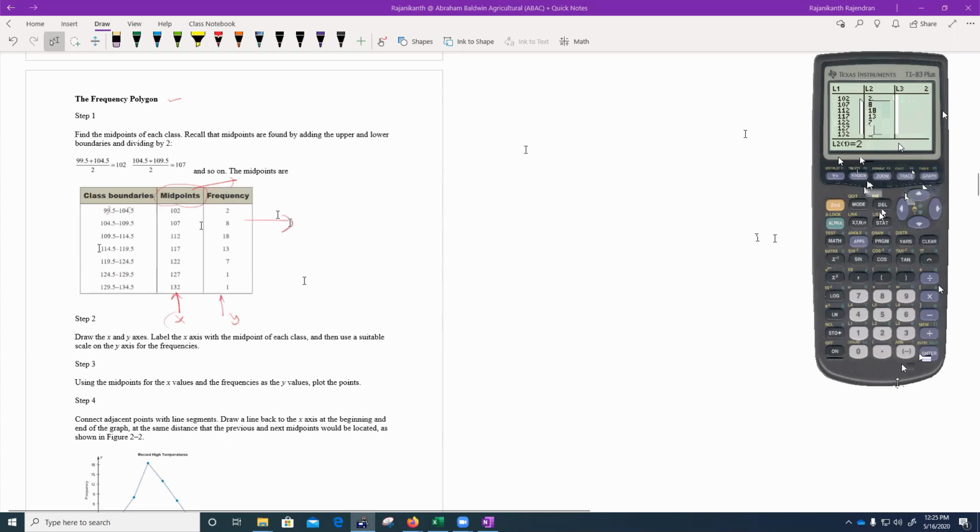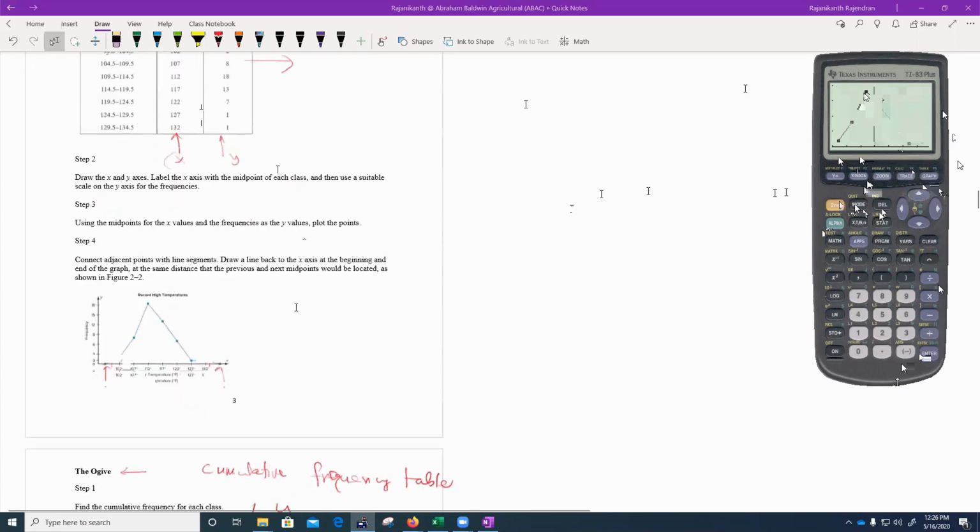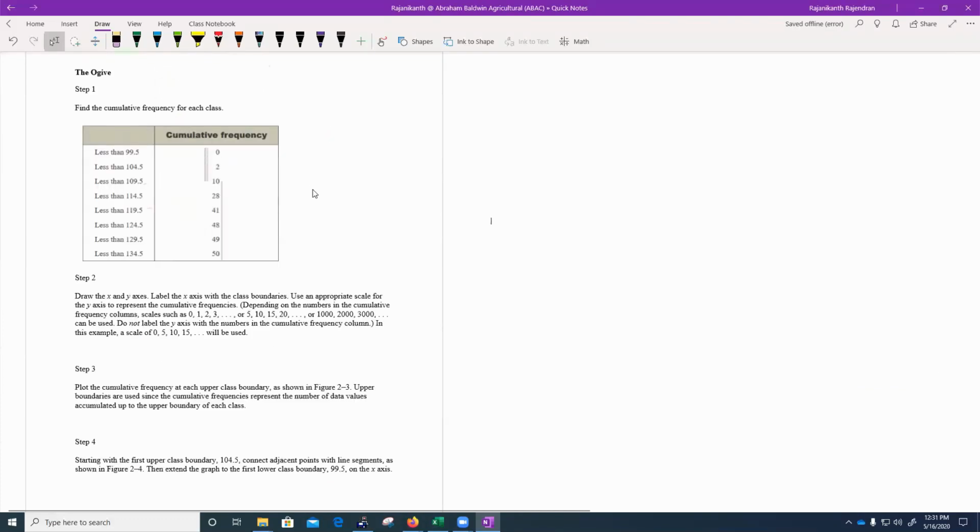And now, okay, you just come out of this window. Now let us try to graph those. Okay, this is my frequency polygon. If you look at your frequency polygon here, we have drawn.